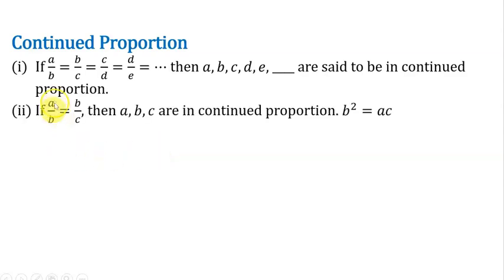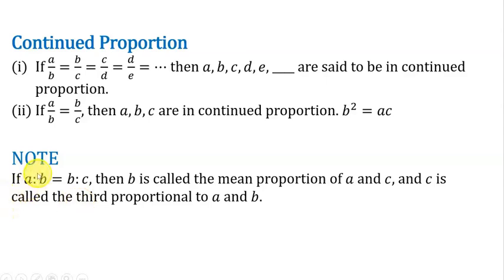If A upon B is equal to B upon C, then A, B, C are in continued proportion, and here B square is equal to AC. That is, A into C is equal to B into B, and B into B is B square, which equals AC. Now note that if A is to B is equal to B is to C, then B is called the mean proportion of A and C, and C is called the third proportion of A and B.